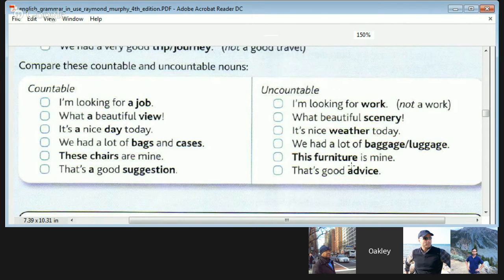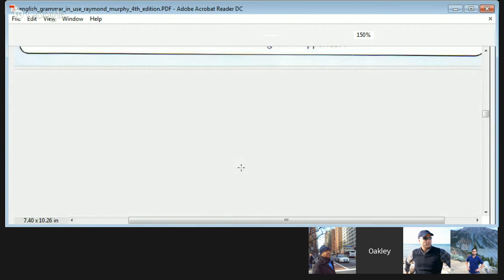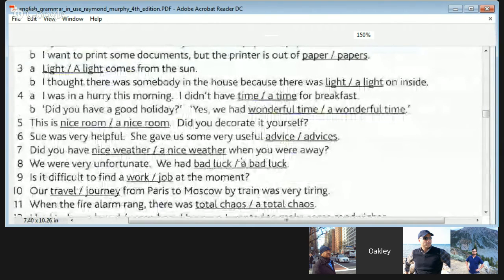You can have a piece of advice for someone to make it countable. I've got 3 pieces of advice for you. But the actual word itself, advice, is always uncountable. Always, always, always. Oh, dear. Don't do this to me.